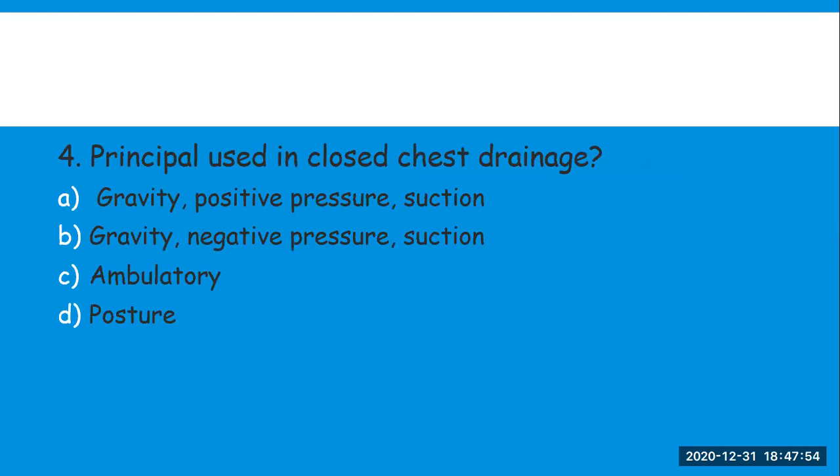Next question. Principle used in the closed chest drainage. A. Gravity, positive pressure, suction. B. Gravity, negative pressure, suction. C. Ambulatory. And D. Posture. So the three principles used are gravity, negative pressure, and suction.